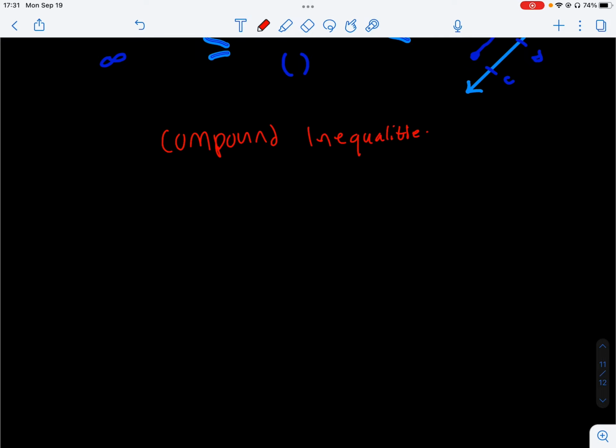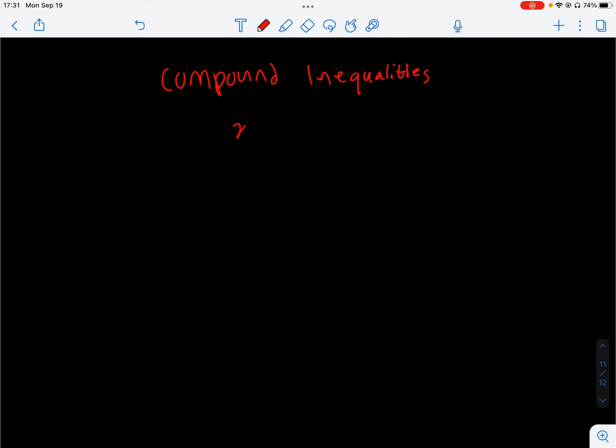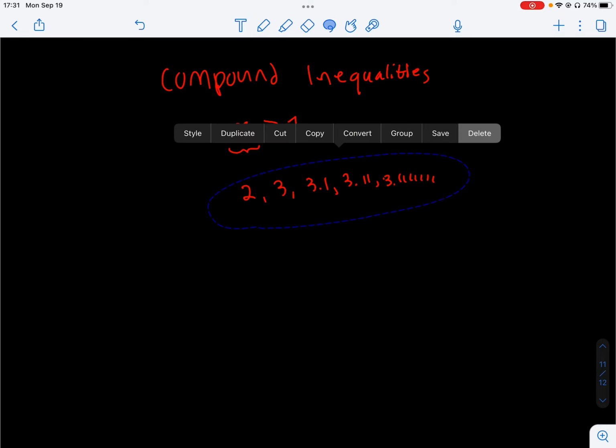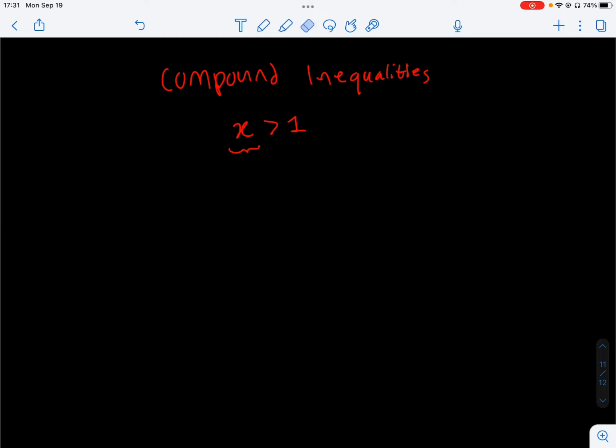So, as you may have noticed, when it comes to simple inequalities, when we have something like x is greater than 1, we have a lot of numbers that are greater than 1. An infinite number of numbers. For instance, 2, 3, 3.1, 3.11, 3.111111. You can keep going like that for as long as you want. However, what we noted is that we can represent that by a line of numbers starting at 1 and on.